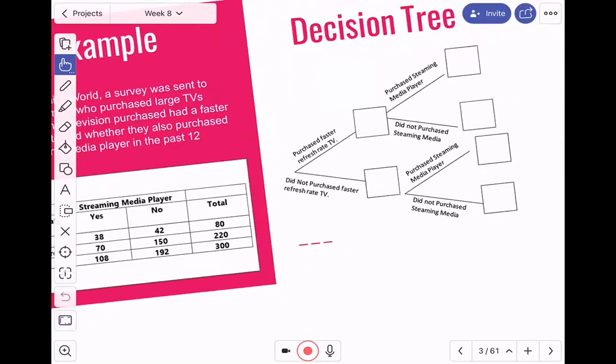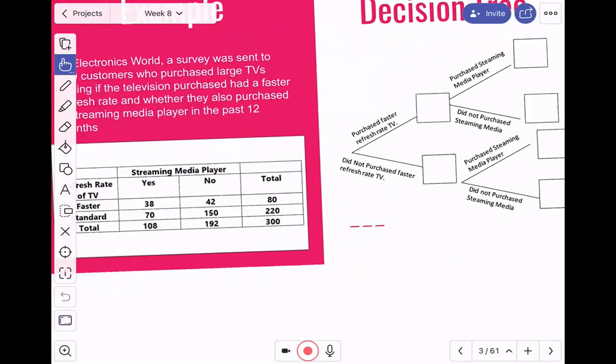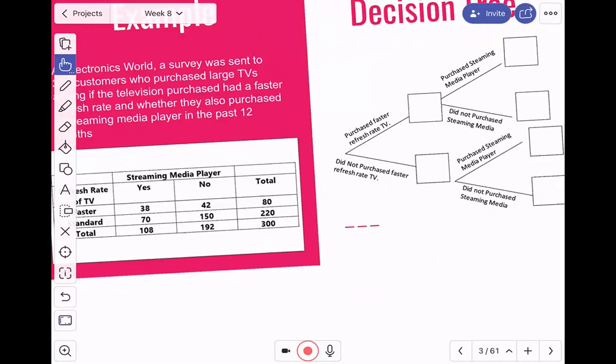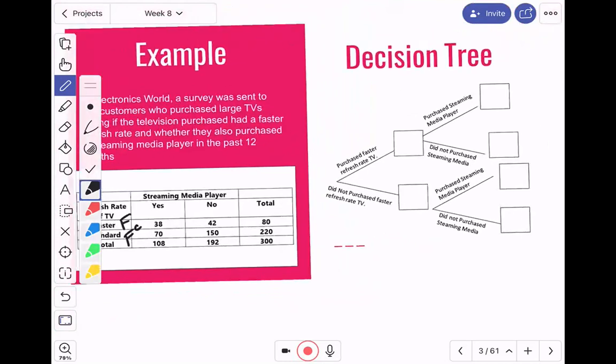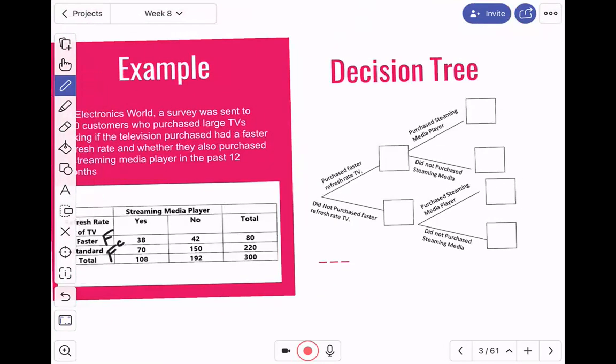So in a decision tree, here's what happens. We're going to put the first mutually exclusive event on the outside. Remember we used the complement notation, where faster is F and standard is F^C. In your first decision, either you purchase a faster refresh rate, here is F, or you did not purchase a faster refresh rate, here is F^C, which means you purchased standard. And when I look at this, how many people purchased a faster refresh rate TV? Can anybody tell me that?